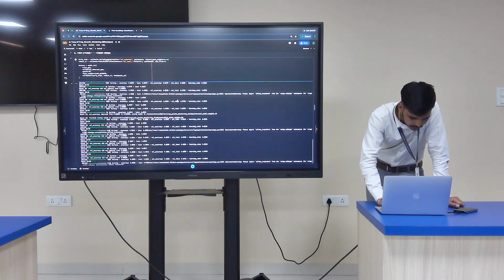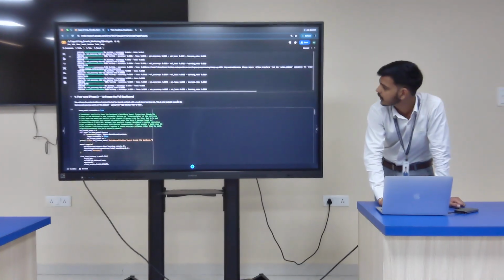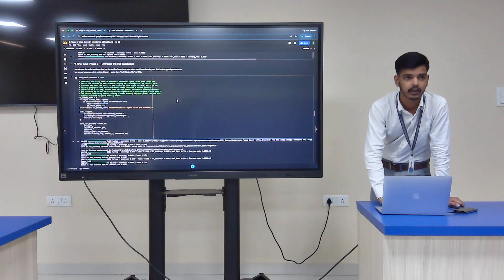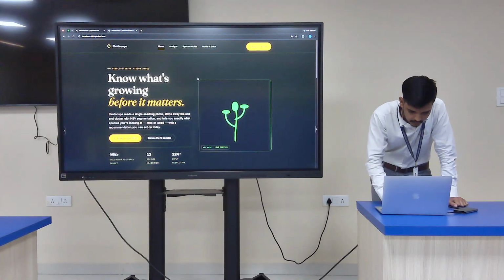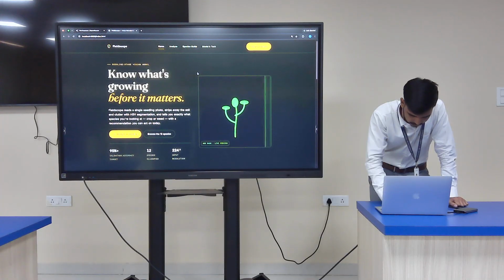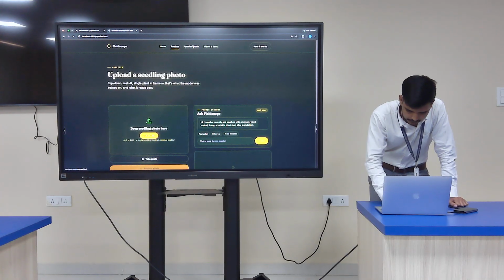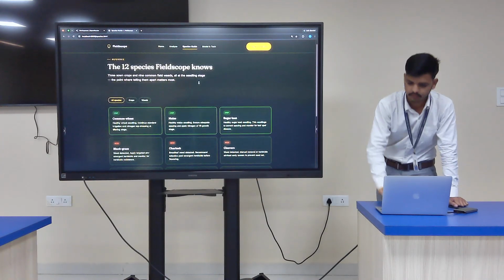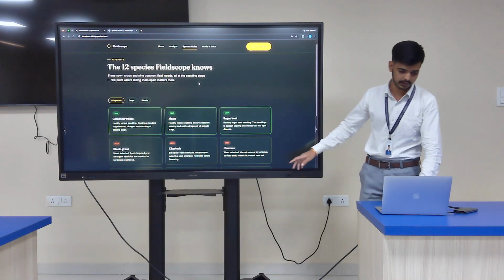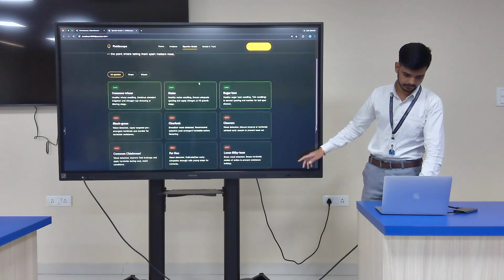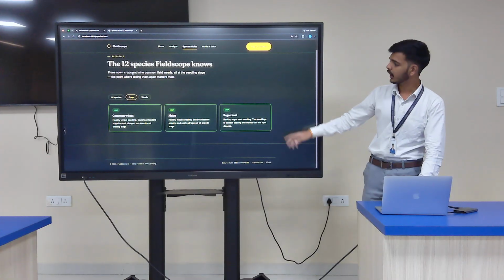I have received pretty good efficiency with this technique, and around 97% is the confidence level of this model. Yeah, so this was my data. We can detect around 12 species, of which 3 are crops and 9 of them are weeds.